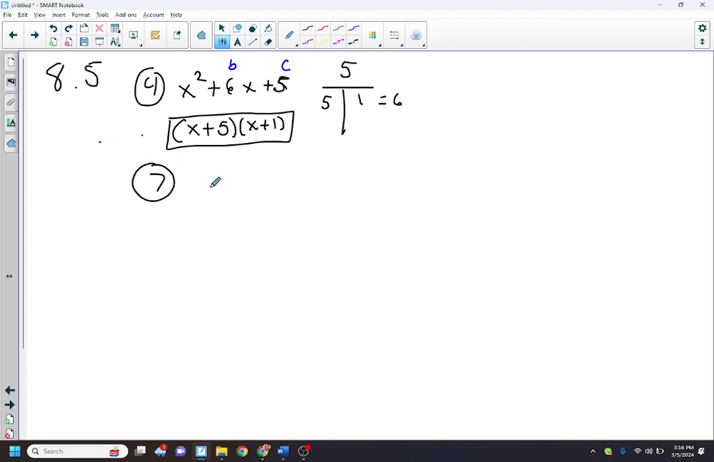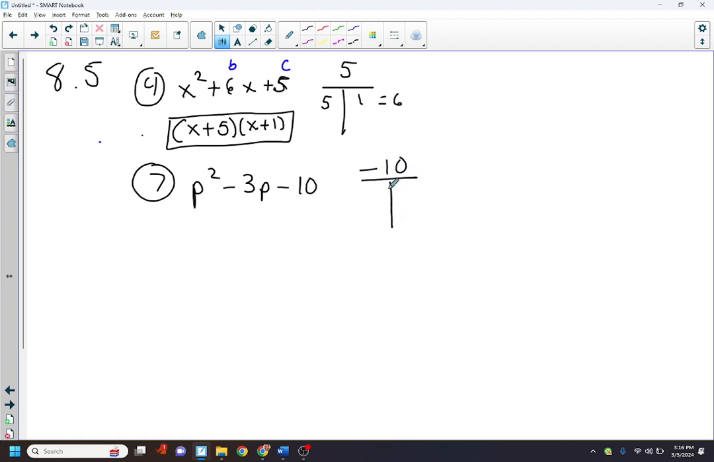Number 7, which deals with negatives. So, p squared minus 3p minus 10. In this situation, we're multiplying. This is the one you were asking for before. You're multiplying to negative 10. Negative 5 and 2? So in this situation, you need things as a positive and a negative.